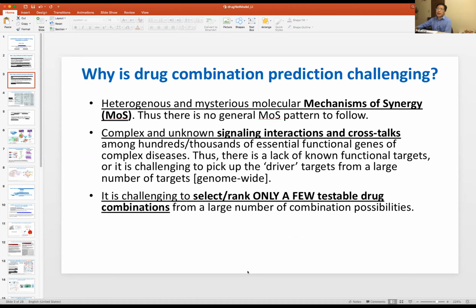Why is drug combination prediction challenging? This is my understanding. First, the mechanism of synergy of drug combinations is heterogeneous and hard to predict, and there's no well-known synergy pattern to follow, to say this is the best way to identify drug combinations for cancer A or cancer B. Our understanding of drug combination is very limited, and the existing effective drug combinations on the clinical side are still very limited.